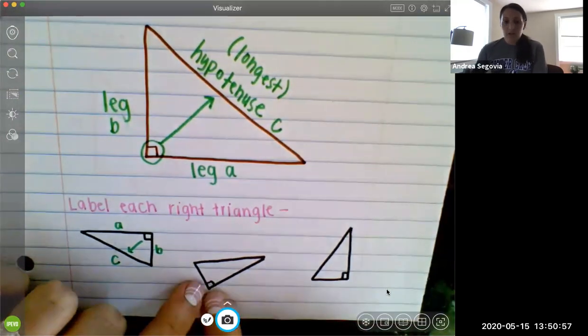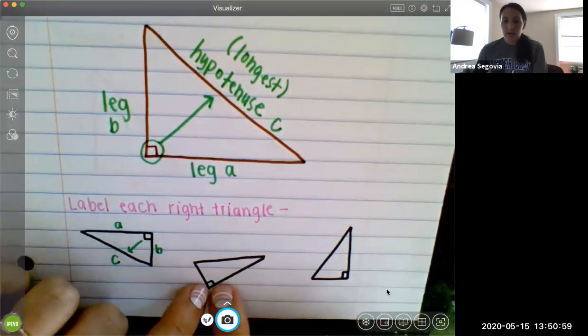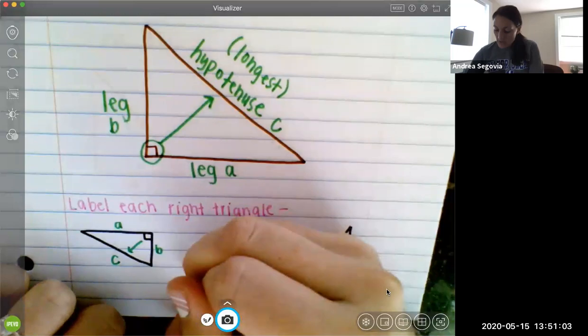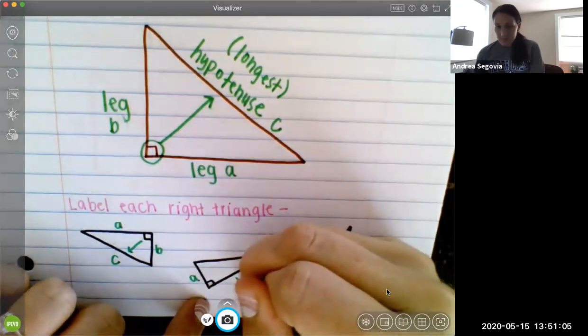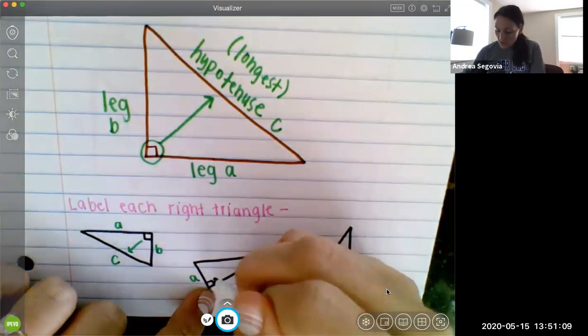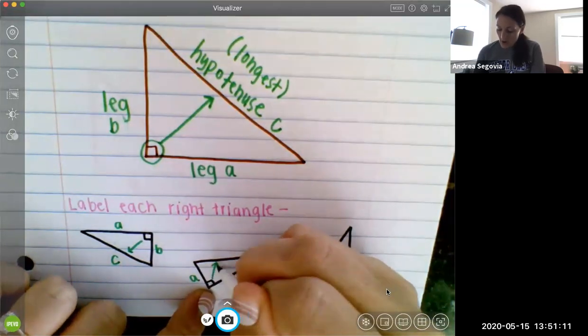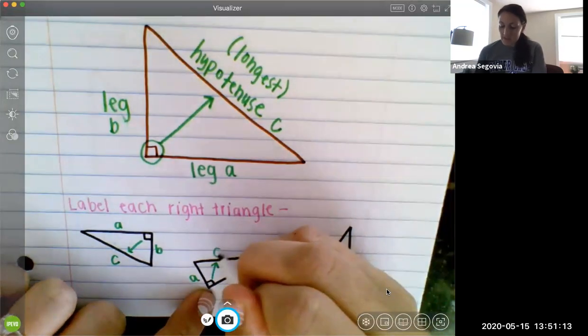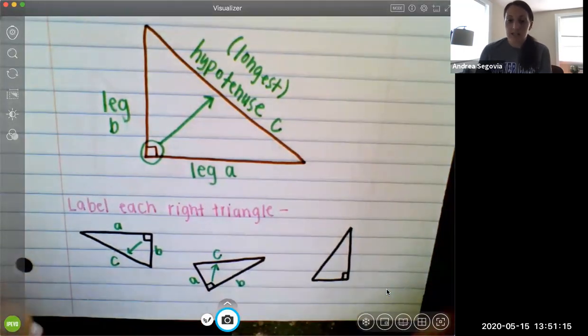Find my right angle. The 2 sides coming off of the right angle that make the right angle become our legs. So we have leg A and leg B. If you switch them again, that's okay. Go back to your right angle. Go to the side directly across from the right angle. That represents our hypotenuse, also known as side C.